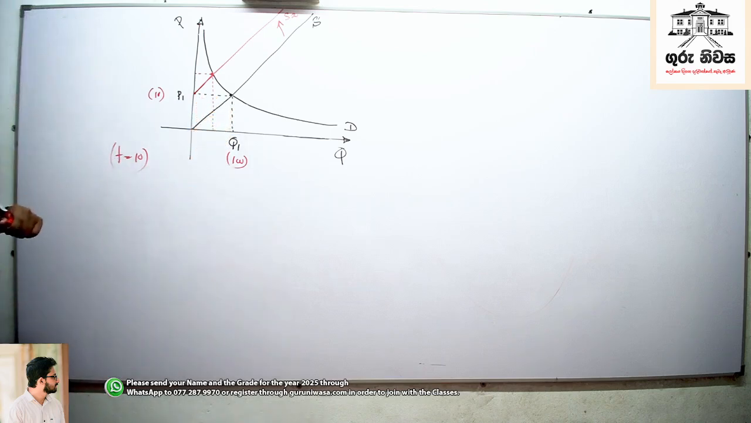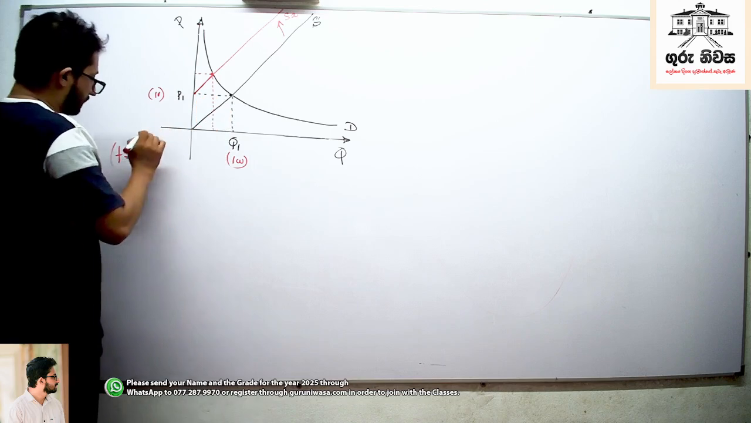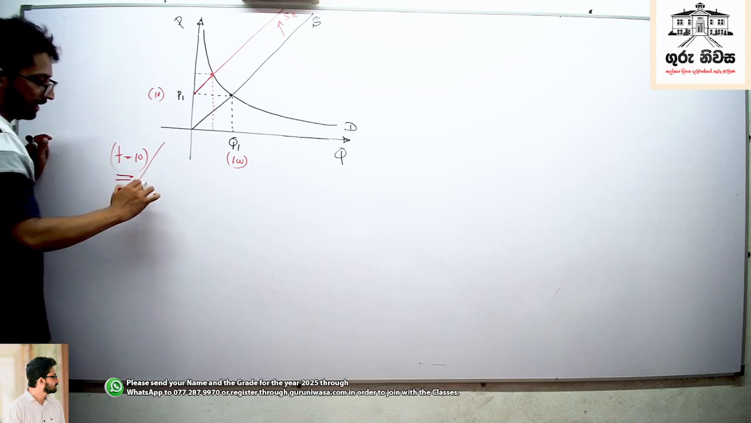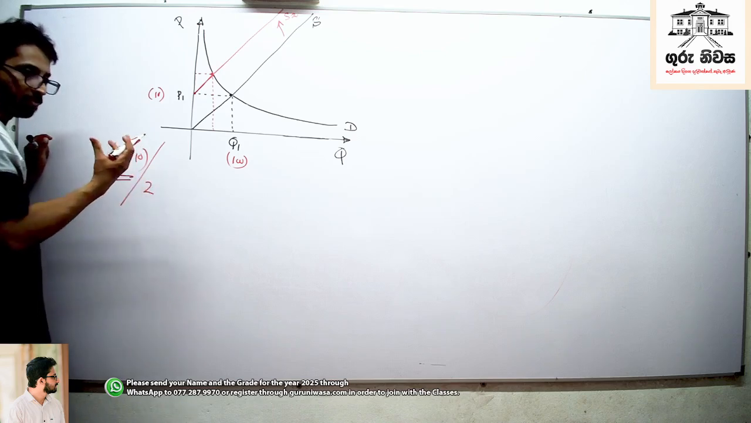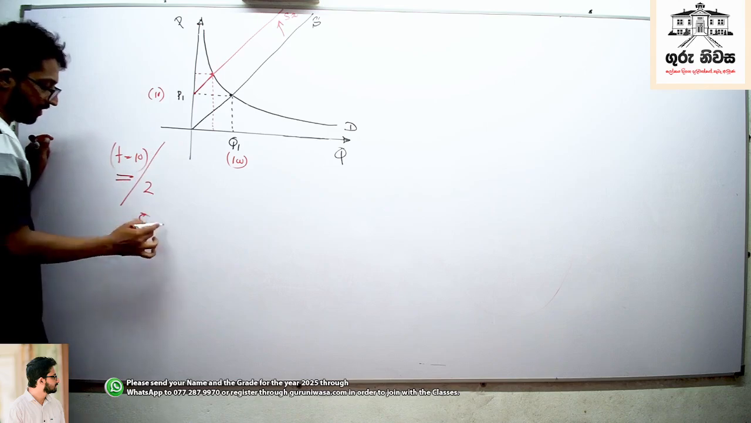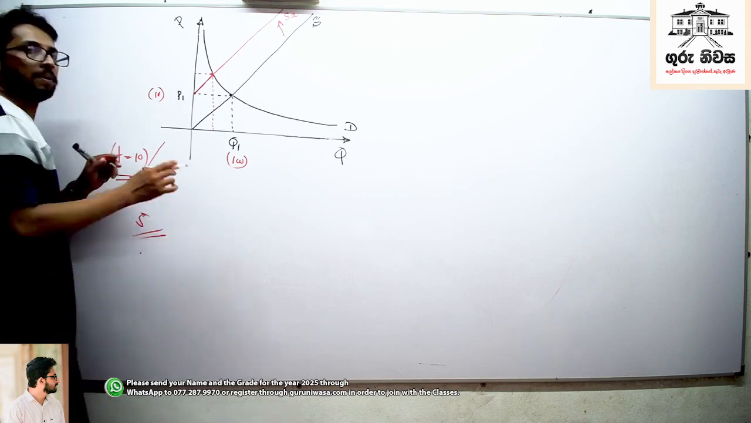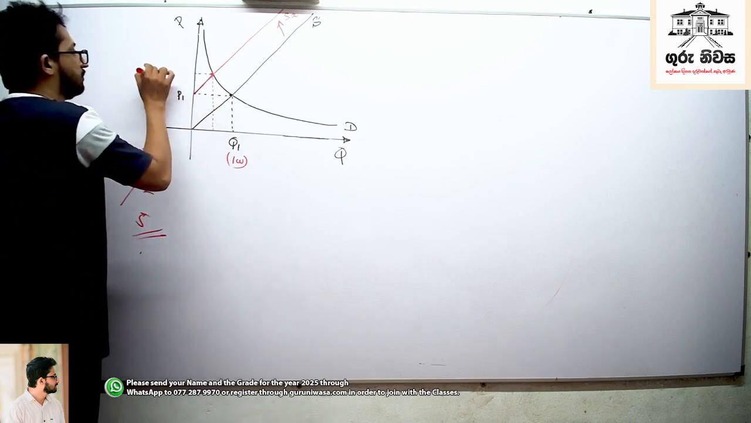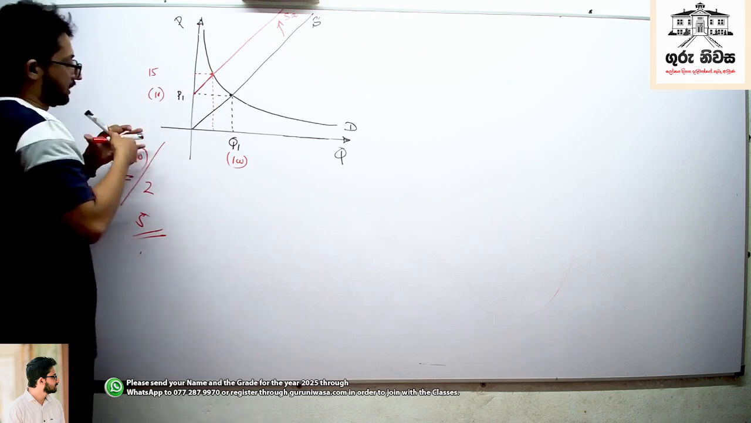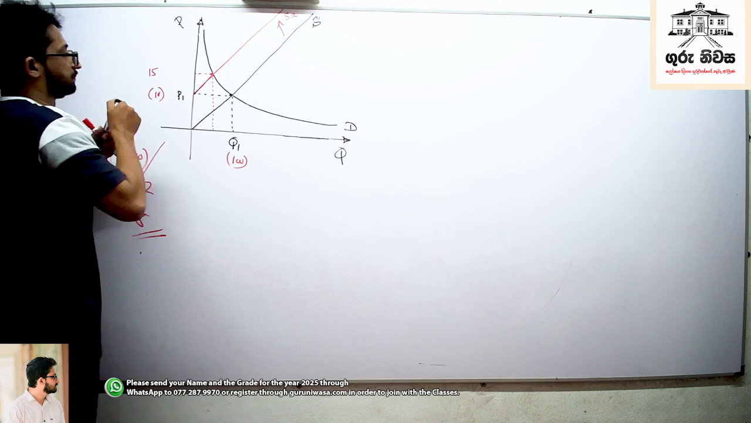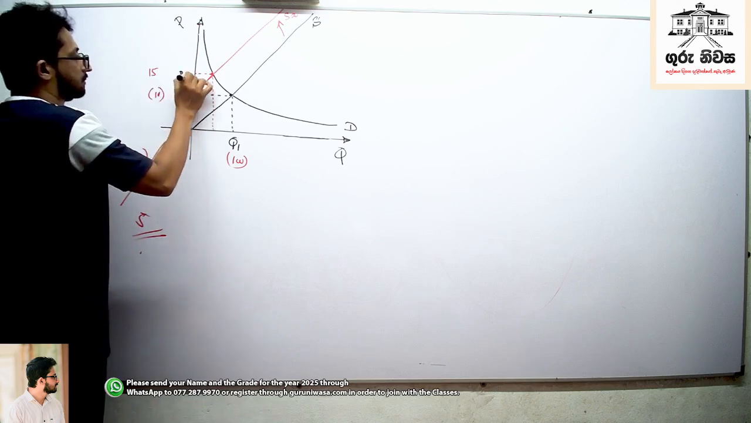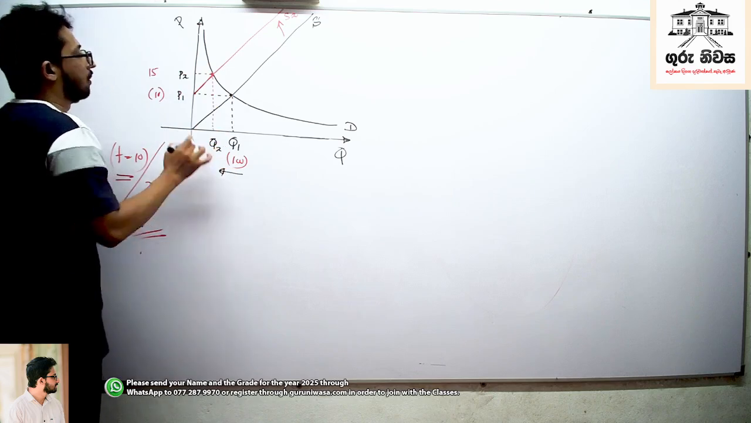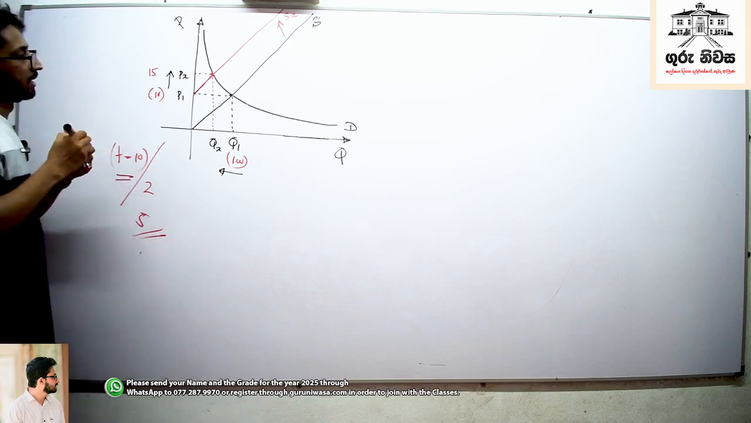Here the unit tax is 10 rupees. Then 10 divided by 2, 50%, half. 50% means half, 5 rupees. It means equilibrium price increases by 5 rupees. Then 10 plus 5, 15. It should be 15 rupees. This is price P2, and Q2. Equilibrium quantity falls, price increases.